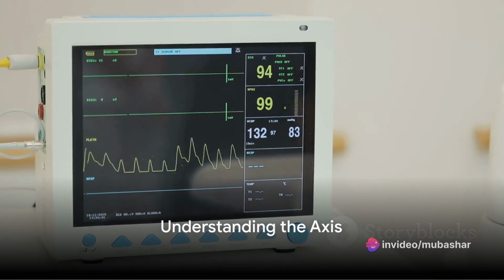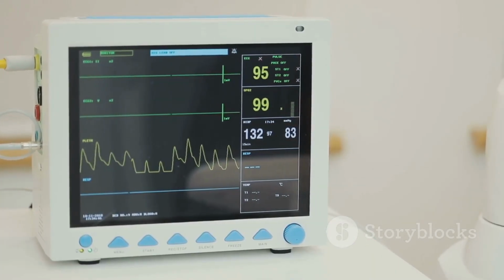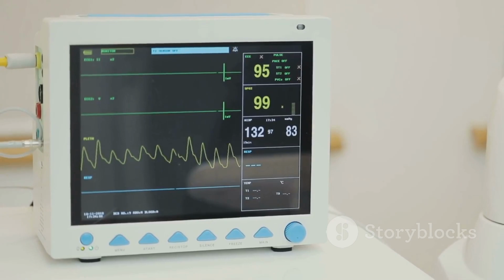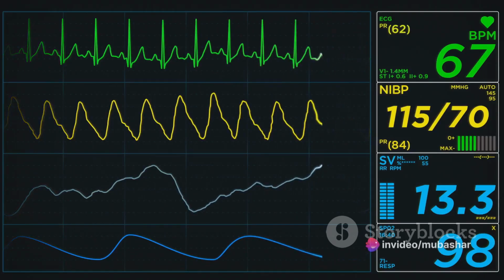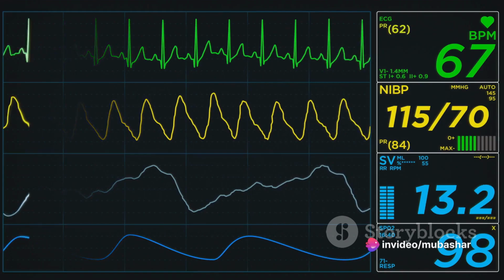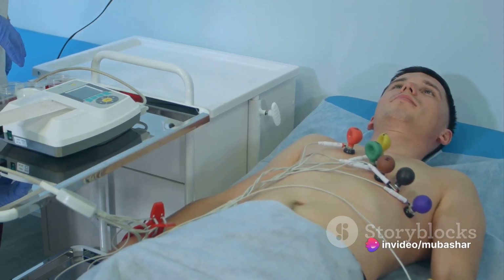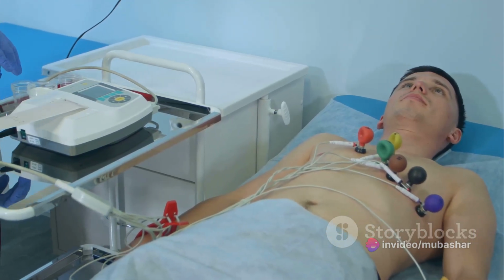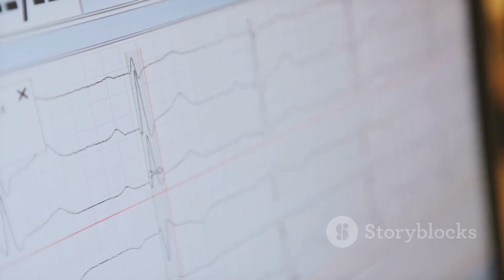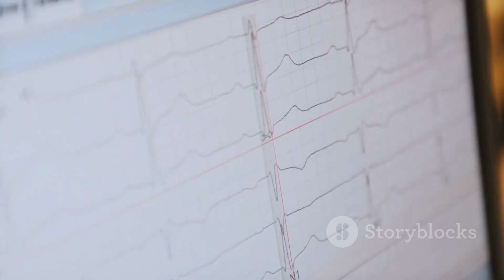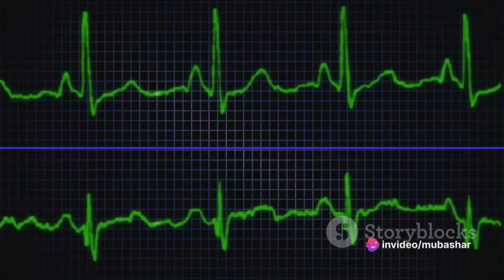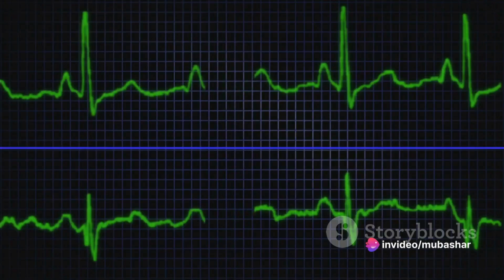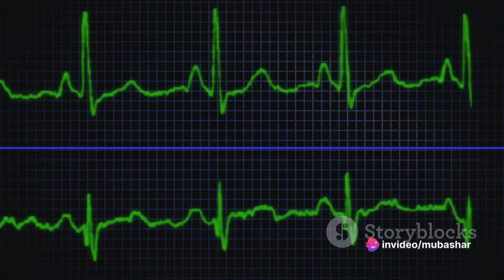The normal axis shows an upright QRS in leads I and aVF, between 0 and 90 degrees. Left axis deviation presents with an upright QRS in lead I and a downward QRS in lead aVF. Up to negative 30 degrees is still considered a normal variant. Right axis deviation, however, is characterized by a downward QRS in lead I and an upright QRS in lead aVF. Up to positive 105 degrees is considered a normal variant.